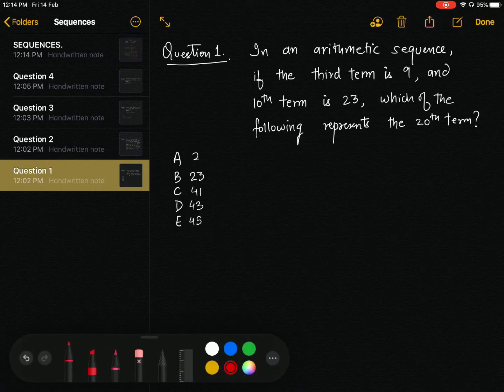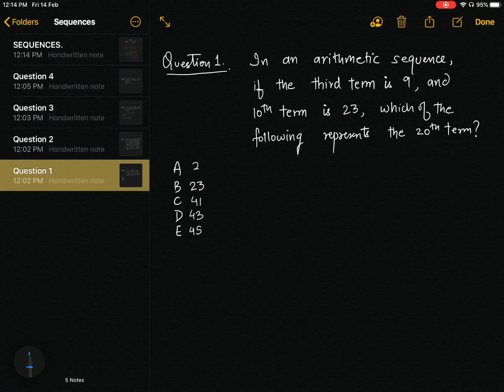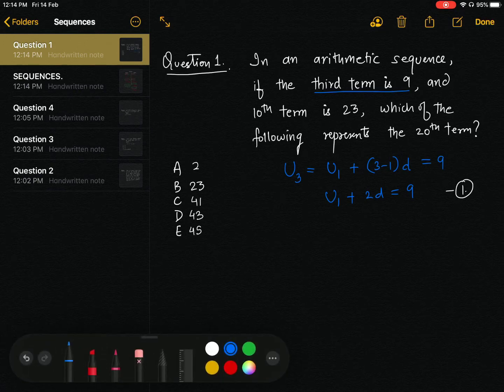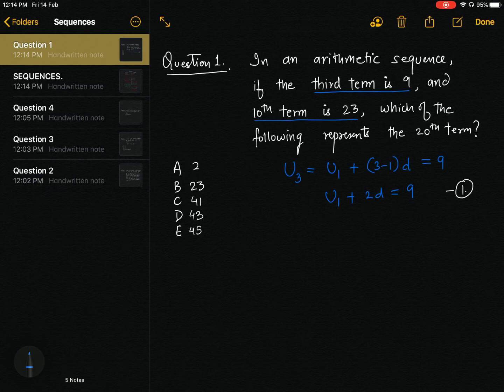So first thing to notice here is we are talking about arithmetic sequence and they are telling us that the third term is 9. I can write this as u3, which as per the formula will be u1 plus 3 minus 1 d, and this is given as 9. If I simplify it, I'll get u1 plus 2d equal to 9. Now that's our first piece of information. Now the question says that the 10th term is 23. So similarly, I can say that u10, which is going to be equal to u1 plus 9d, will be equal to 23.